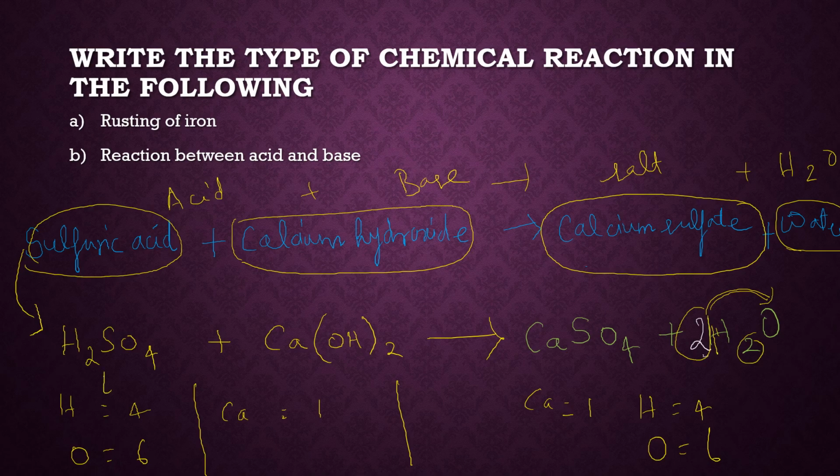So this is on the LHS side and this is on the RHS side. So this is how we have to balance the equation. What about sulfur? Yes, that is also balanced, 1, 1. So this is how we need to balance it.